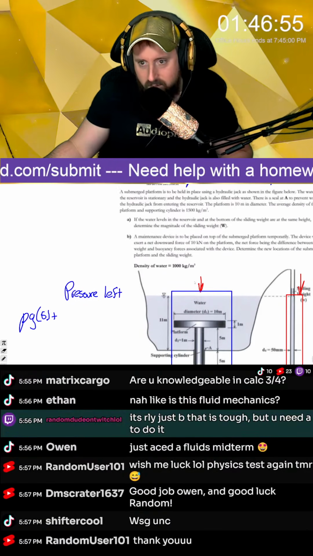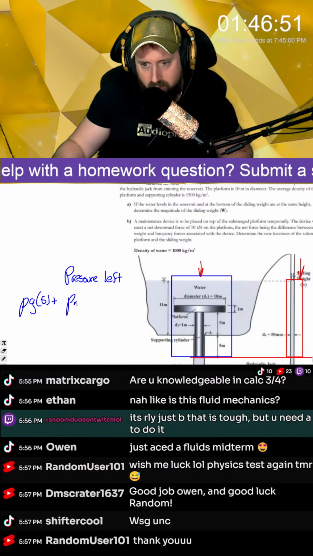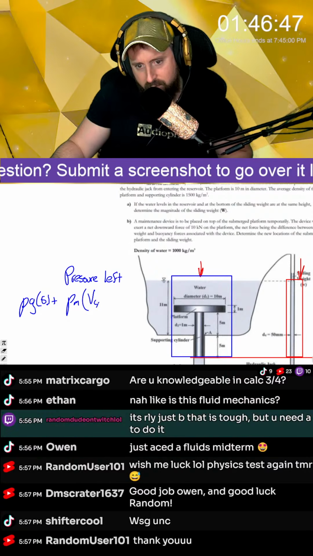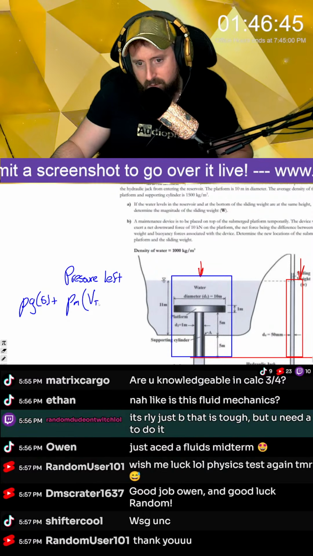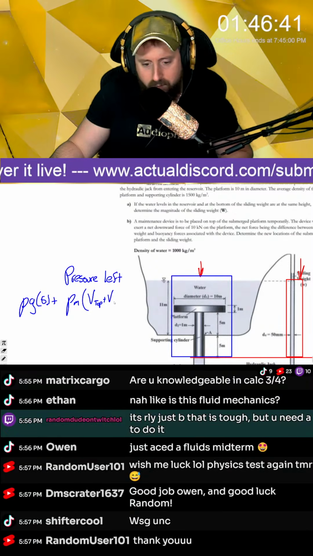Okay. That's going to be rho of the metal. And then you've got to come up with all the volumes. That's going to be the volume of the top plus the volume of the column.